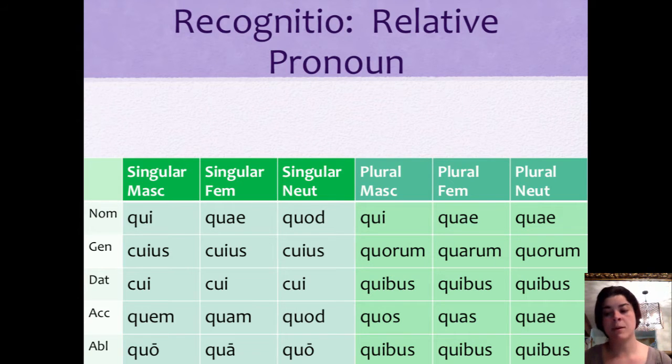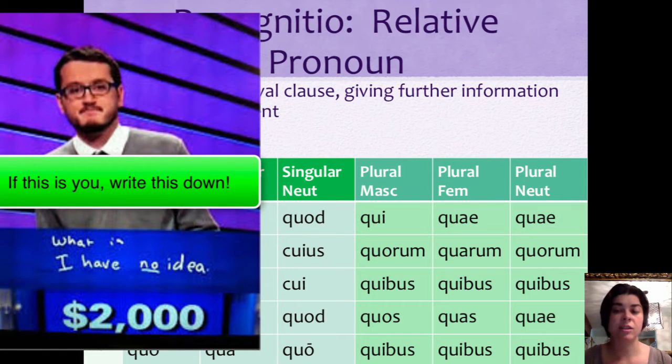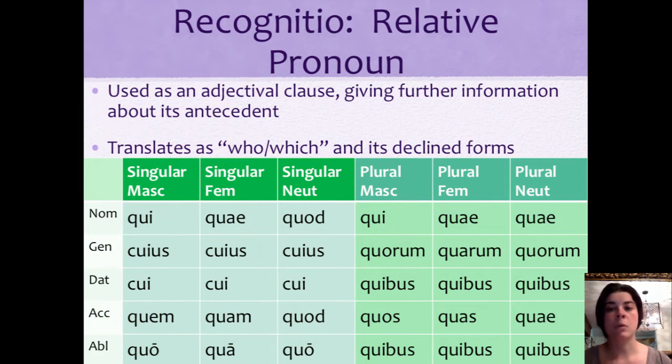So remember, the relative pronoun is used in an adjectival clause, and it gives further information about its antecedent. And it translates as who or which in those various forms. So it can be who in the nominative, whose in the genitive, to or for whom in the dative, whom in the accusative, and from, by, with, and on whom in the ablative, and of course just supplant who with which for each of those when you're talking about an object as opposed to a person.